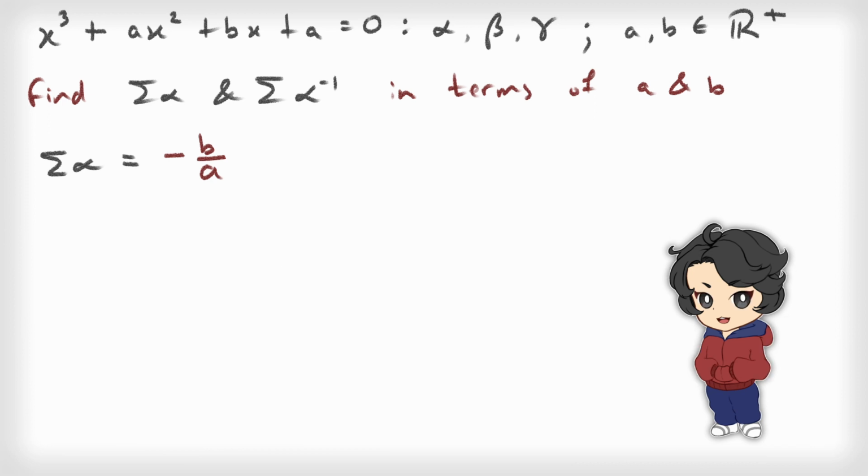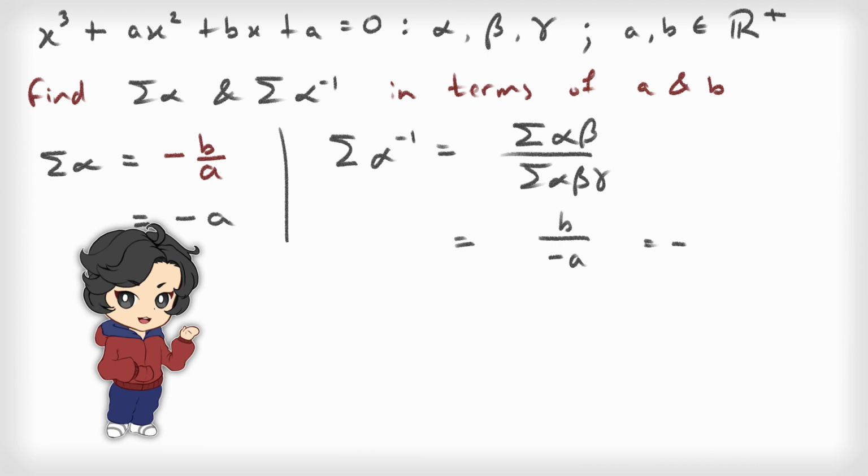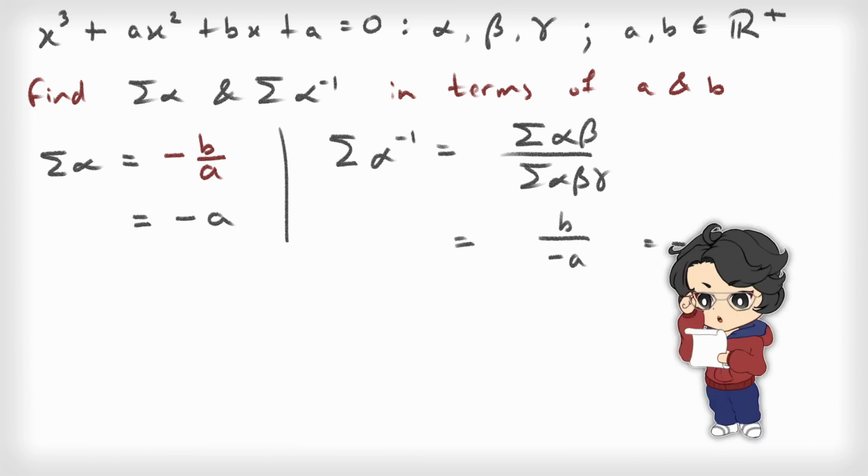Anyways, since the sum of alpha is equal to the negative of the second coefficient, we can write this down as minus a. Next, for the sum of 1 by alpha, write down the formula we learned for cubic equations and substitute in the appropriate coefficients, resulting in this. Easy, right? But wait, there's more. For the second part of this question, we also have the following.